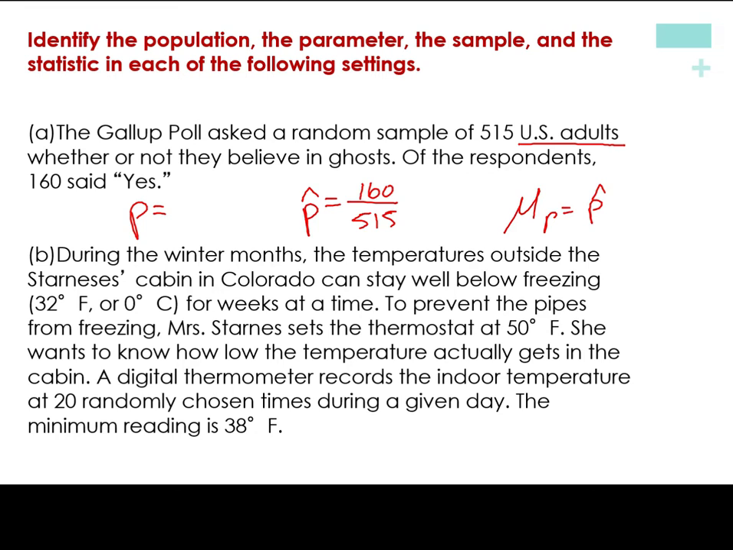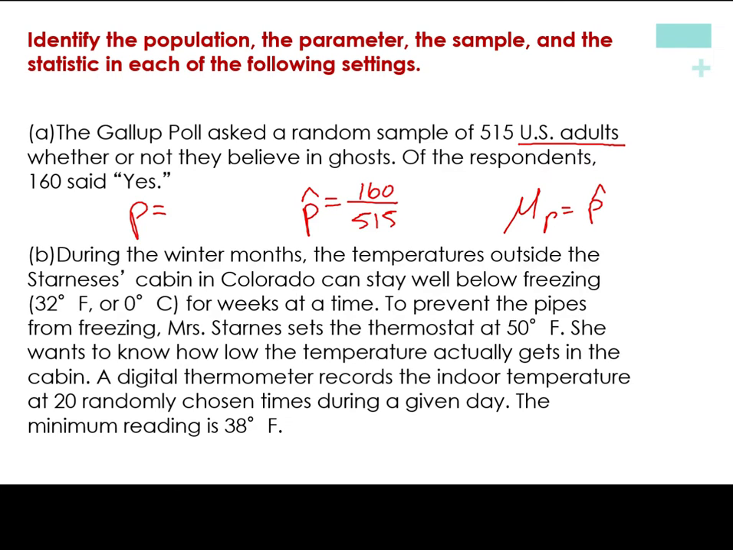Let me use another color for the bottom one. Okay, part B. During the winter months, the temperatures outside of the Starnes cabin in Colorado can stay well below freezing for weeks at a time. To prevent the pipes from freezing, Ms. Starnes sets the thermostat at 50 degrees Fahrenheit. She wants to know how low the temperature actually gets in the cabin. A digital thermometer records the indoor temperature at 20 randomly chosen times during a given day. The minimum reading is 38 degrees Fahrenheit.